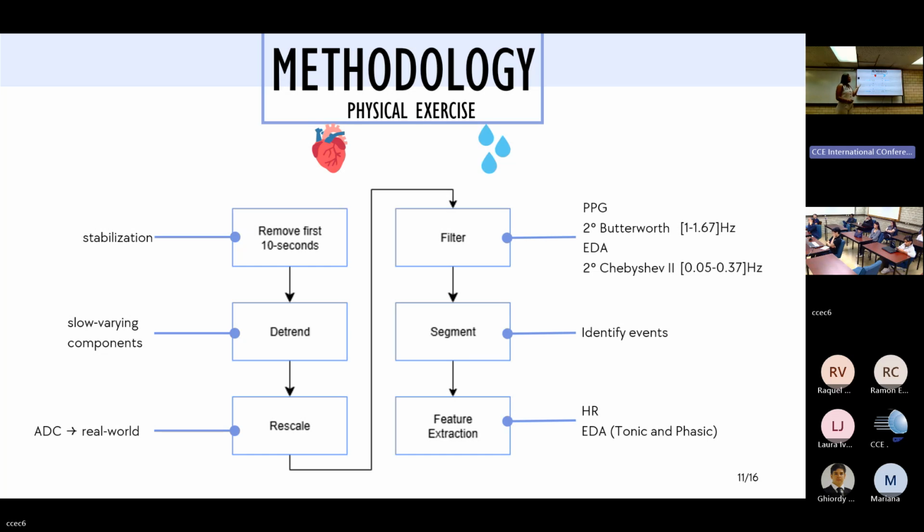For photoplethysmography, we use a 2nd order Butterworth with cutoff frequencies from 1 to 167 Hertz. And for electrodermal activity, a 2nd order Chebyshev type 2 from 0.05 to 0.37 Hertz. Then we segment it to identify the different events, and we extract the features. So we have heart rate and electrodermal activity with tonic and phasic components.